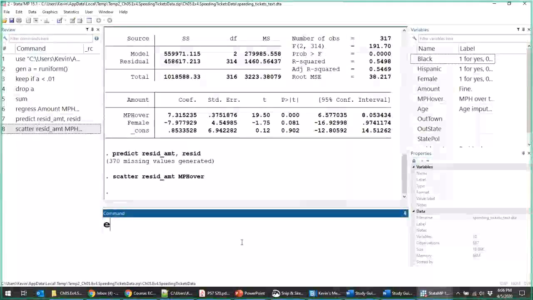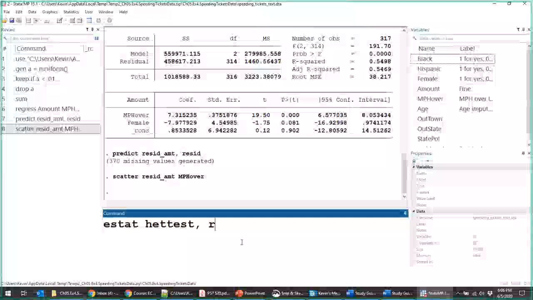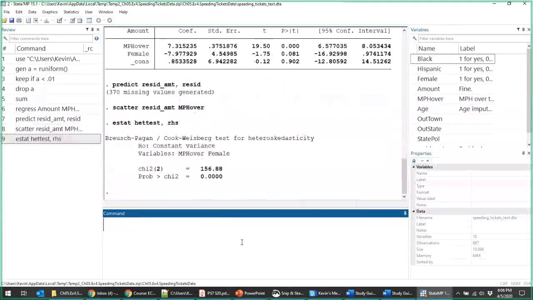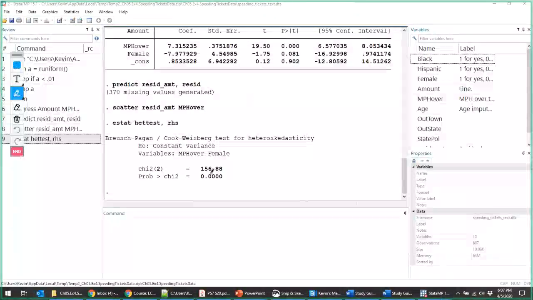All right, so we're going to do our formal test, estat hettest, rhs. That's going to do the Breusch-Pagan test. And so we do this test, and we interpret this like we'd interpret lots of tests before in this class. It's a chi-squared test, and so we get a chi-squared value of 156, and then we get a p-value for that test. And this p-value is 0, which means there's a 0.000 chance that we're making a type 1 error. This is clear evidence of rejecting the null hypothesis.